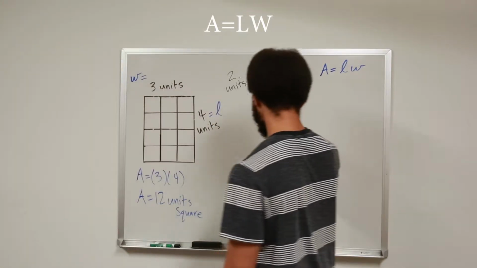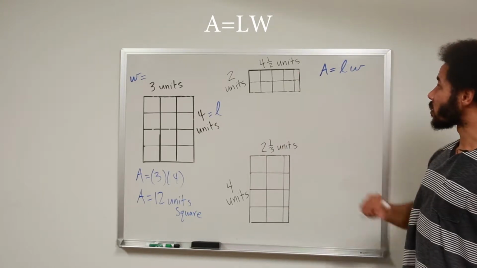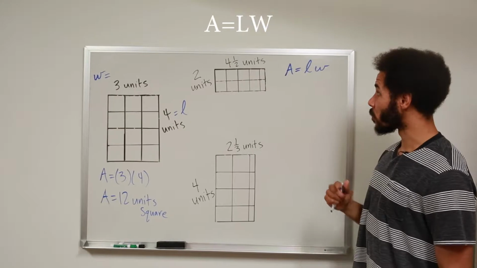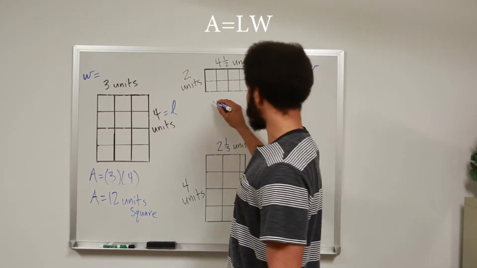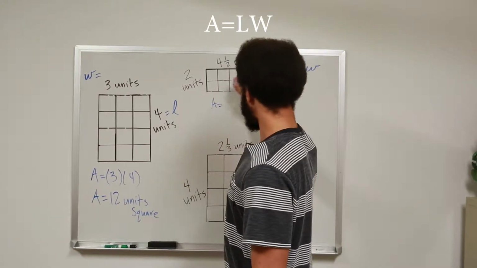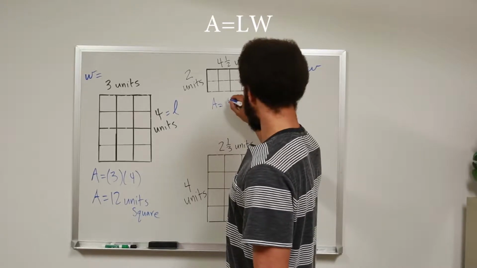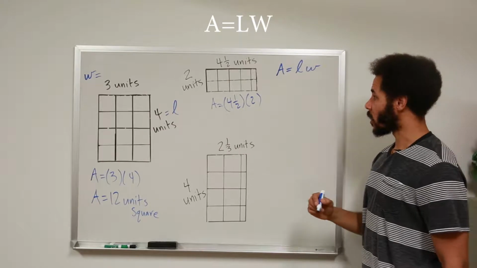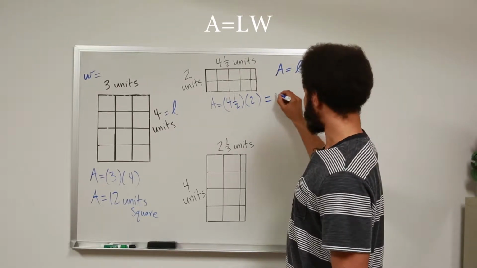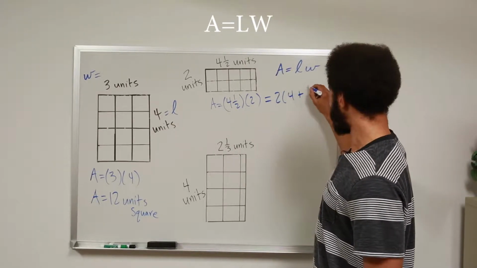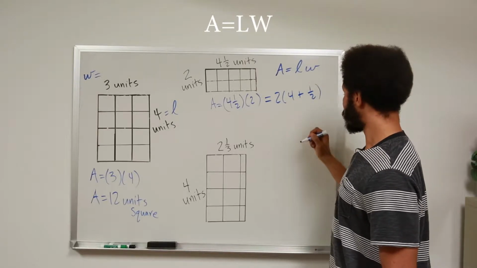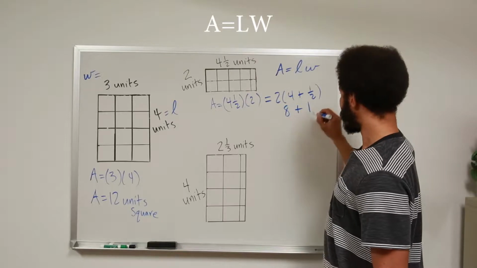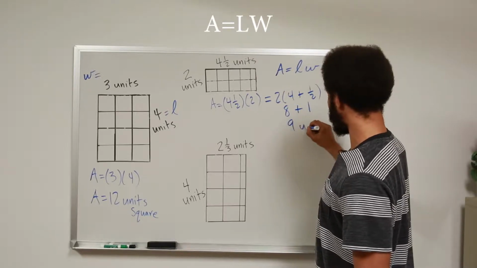Coming over here, it's a little more complicated because we have these fractions of a unit. Not everything always measures out to be a whole number or an integer, but we can use this same formula here. We're going to say area equals, we have a length of 4 1/2, a width of 2. We're simply going to multiply these things together. There's a couple ways to think about this. We can say 2 times 4 plus 1/2. 2 times 4 is 8. 2 times 1/2 is 1. So we see that we're going to have 9 units.